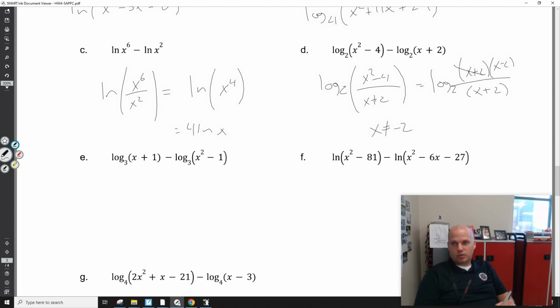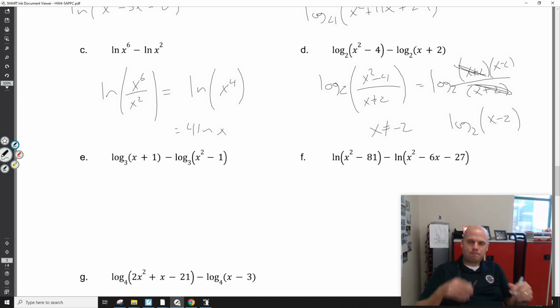The x plus 2's can cancel. Again, x can't equal -2. So don't plug in -2 into this simplified logarithm. We also have to pay attention to the fact that x can't be less than 2, really in general.